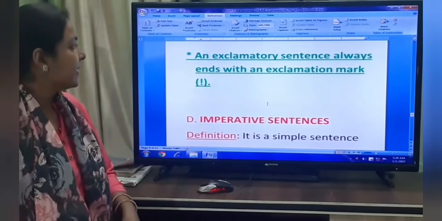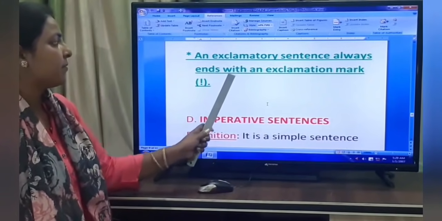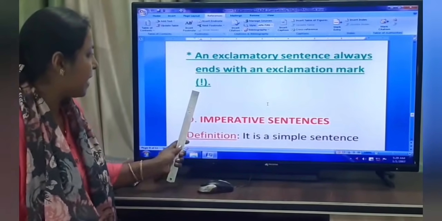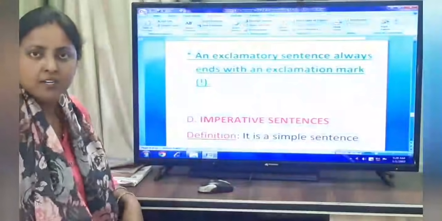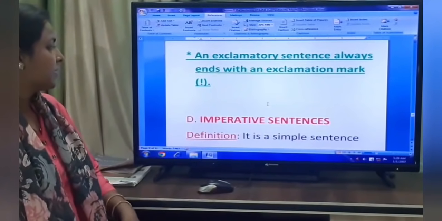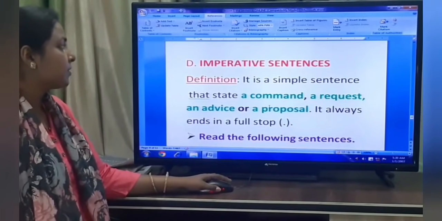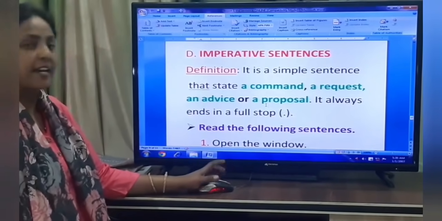One more thing, an exclamatory sentence always ends with an exclamation mark. Which mark? Exclamation mark. Now come, we go through the next kind of sentences.